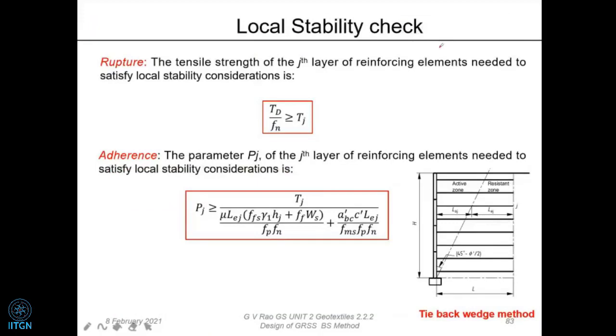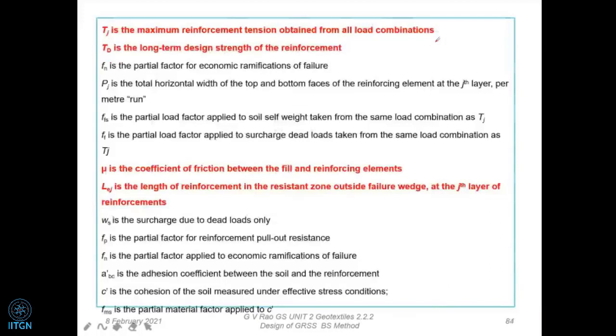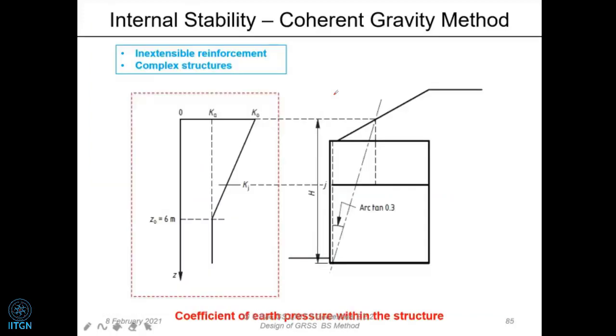We will do that when we have a separate class on this, because we do a number of tests. We also have to see what the life of the structure is. So that value is what we are going to have, TD divided by the partial factor of safety. And then mu is the friction between the fill and the reinforcing elements. LEJ, as I already said, is the length of reinforcement in the resistance zone outside the failure wedge for the jth layer of reinforcement. So the first is regarding the tension, and the second is regarding the friction.